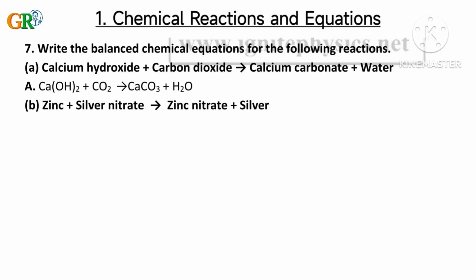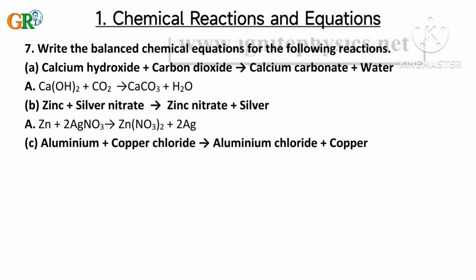And B, zinc plus silver nitrate gives rise to zinc nitrate plus silver. The chemical equation is Zn + AgNO3 gives rise to Zn(NO3)2 + Ag. If we balance it, the chemical equation should be Zn + 2AgNO3 gives rise to Zn(NO3)2 + 2Ag.